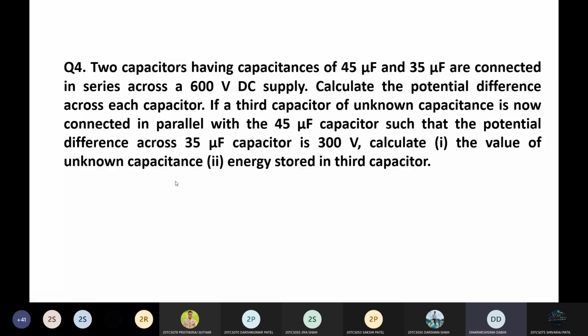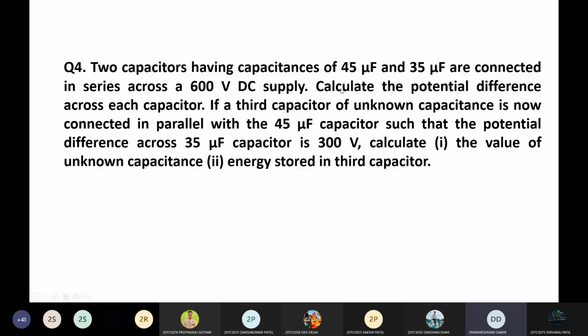What is the first step in this example? To find the voltage, from Q equals CV we will find the voltage. Yes. First of all, draw the circuit diagram: 45 microfarad and 35 microfarad connected in series and apply 600 volt. Then find the equivalent capacitance, because first you find the potential difference across each capacitor, V1 and V2. So first find the equivalent capacitance.